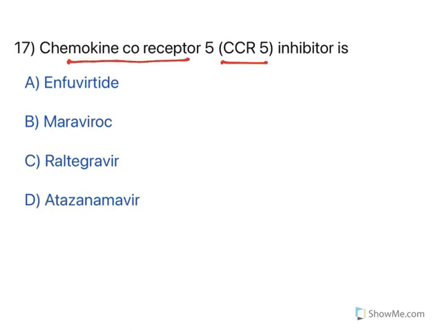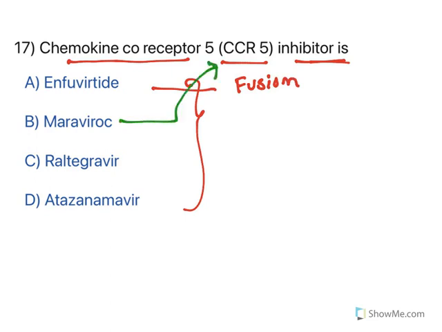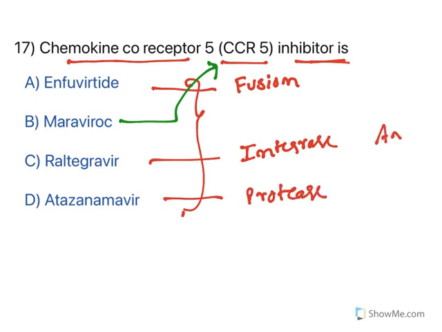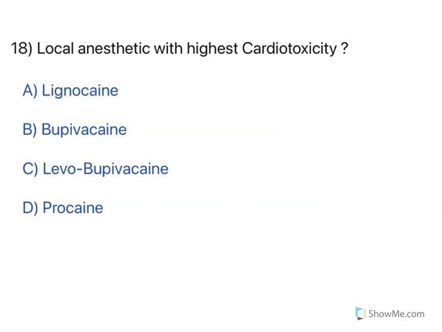Chemokine co-receptor CCR5 inhibitor is. See, all of them are anti-HIV drugs. Now in this, Enfuvirtide is a fusion inhibitor or viral entry inhibitor, whereas Maraviroc is a CCR5 co-receptor inhibitor. Raltegravir is a viral integrase enzyme inhibitor. Atazanavir and the other navirs are all protease inhibitors. But according to the mechanism of action, the CCR5 inhibitor is Maraviroc. Moving to the next one.